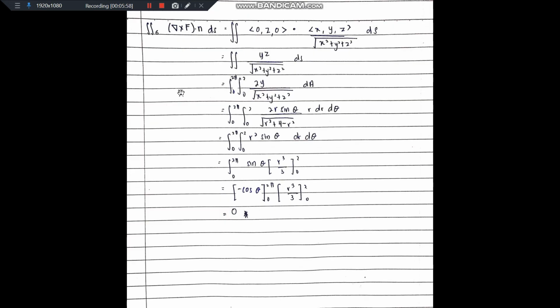Next, we have to substitute all the values that we found just now into Stokes theorem, and we solve it. We got that the answer is 0.